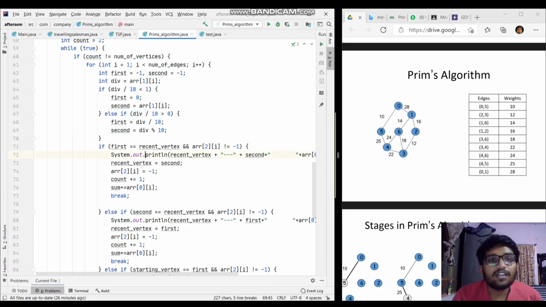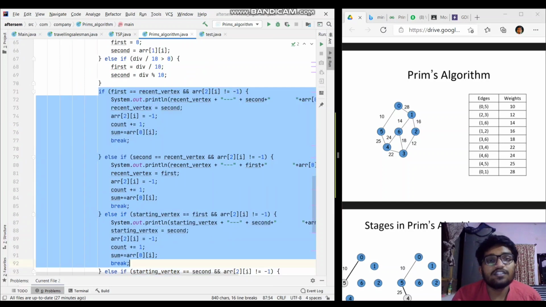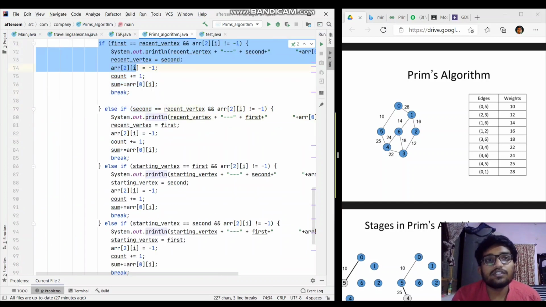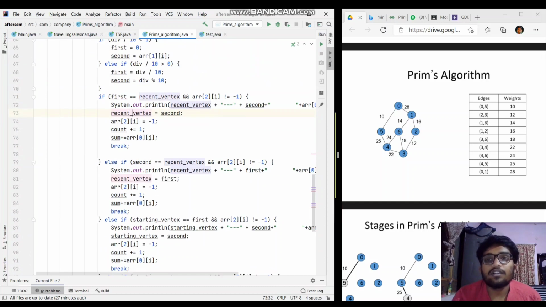And after that I have another if. Here we have four conditions, totally four conditions. So we'll start from the first one. In the first one, I mean, the first vertex equals the recent vertex. For example, we have included an edge between 0 and 5, and again we have 2 and 3. If the first, that means 2, equals the recent vertex, the recent vertex is 5.